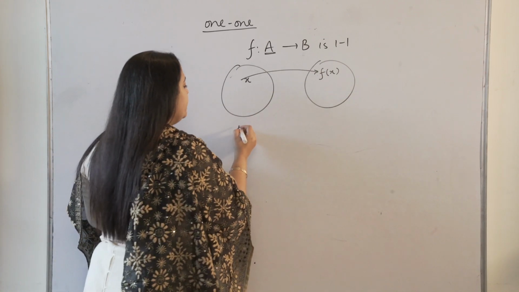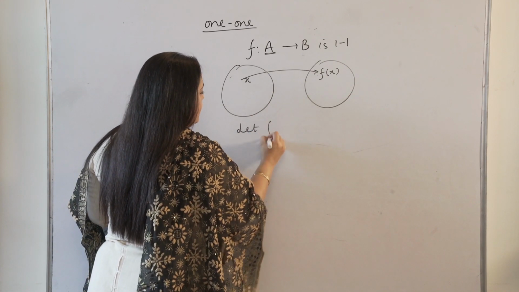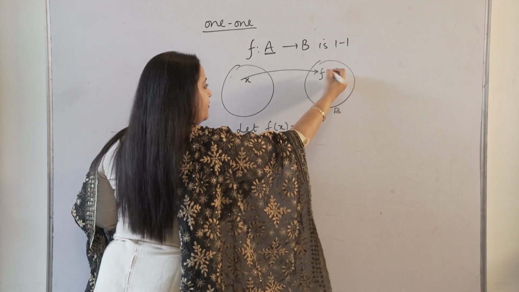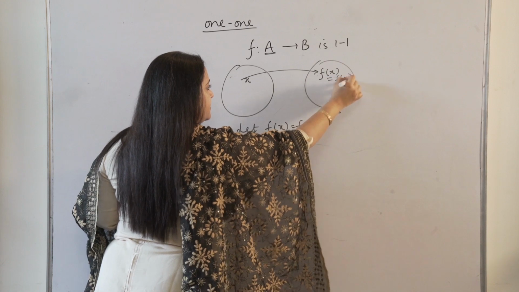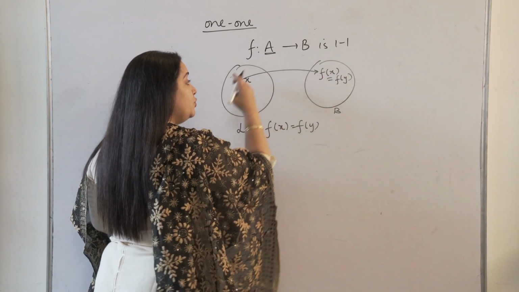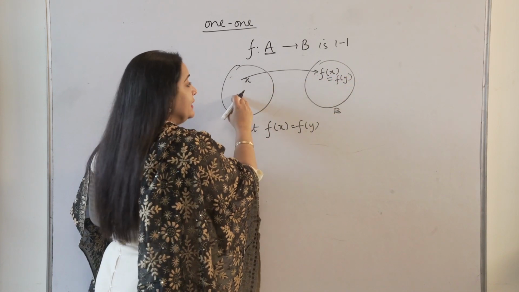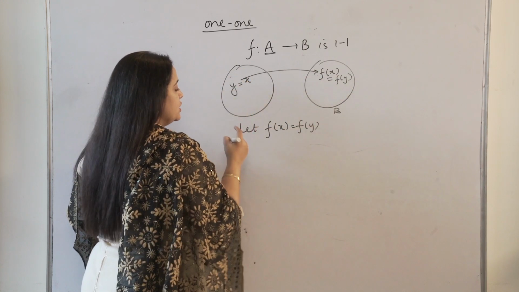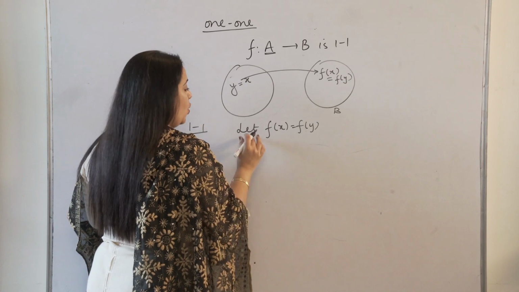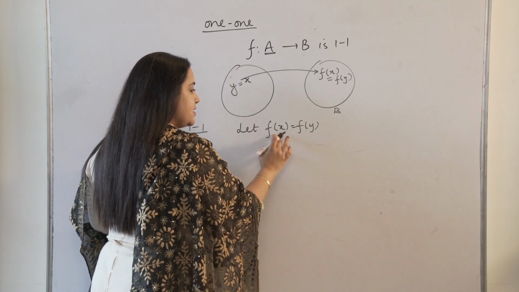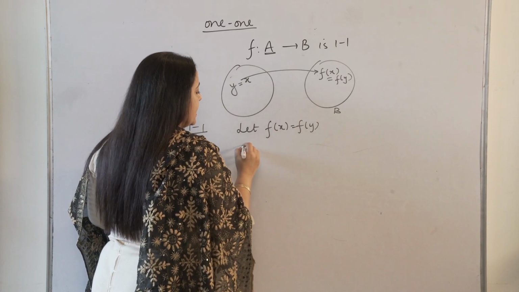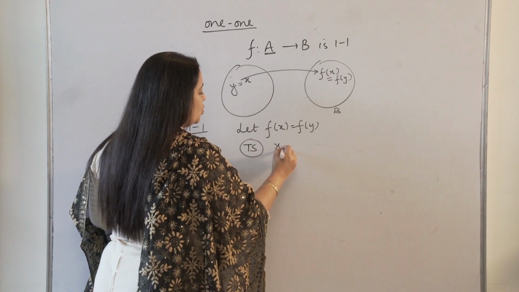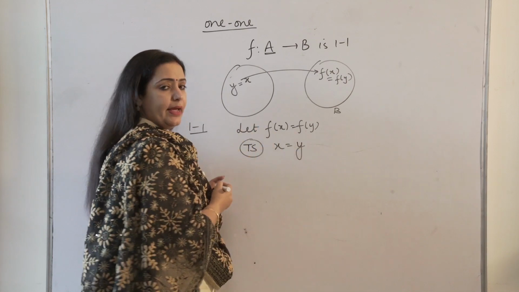So mathematically we begin by saying let f(x) be equal to f(y), meaning in B we have taken f(x) and given it another name, say f(y). Then it cannot have two different pre-images here. The pre-images of f(x) and f(y) have to coincide with it. So to show a function is 1-1, you always begin by saying let f(x) be equal to f(y) and then use all the information provided about the function to show that x is equal to y.